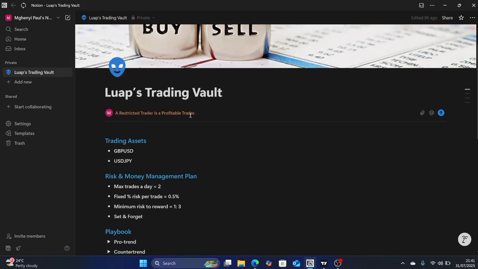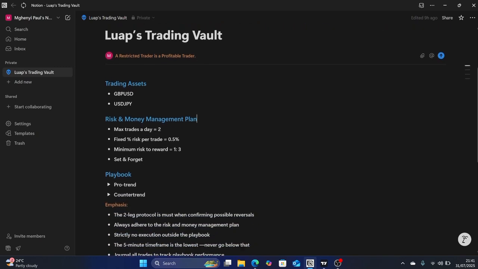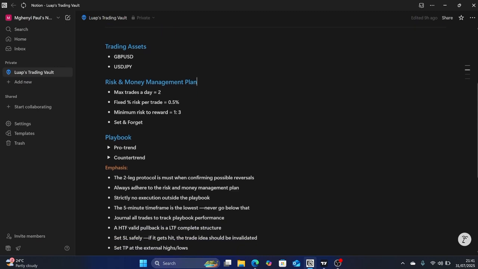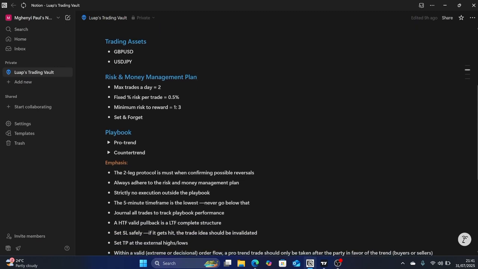A restricted trader is a profitable trader. That's always true, and we all know that. All right, the most important things to cover are risk management and strategy psychology. I'll be covering them using this template that I'm showcasing right here, this Notion workspace.